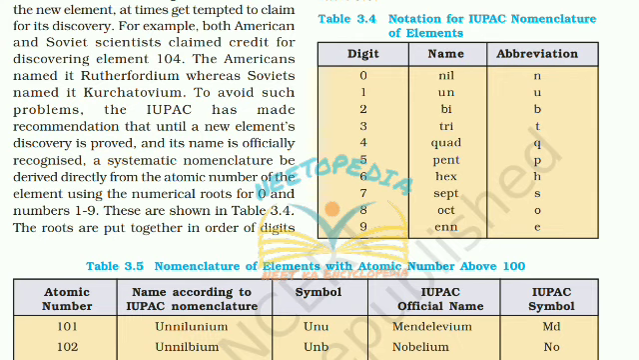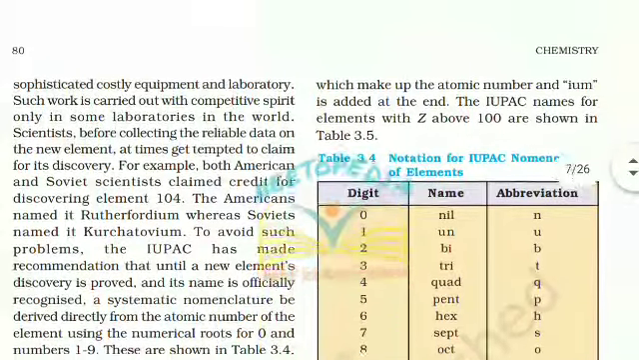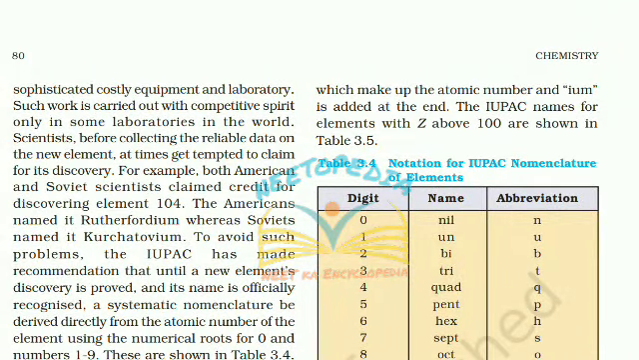This is shown in Table 3.4. The roots are put together in the order of digits which make up the atomic number, and "ium" is added at the end. The IUPAC names for elements with Z above 100 are shown in Table 3.5.